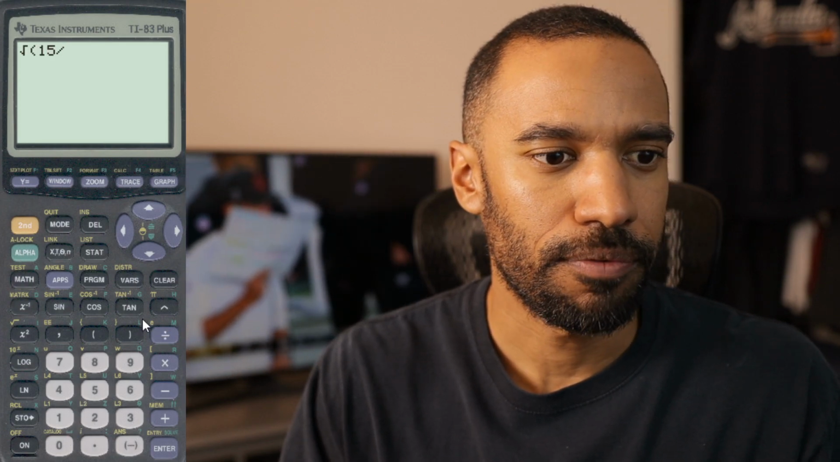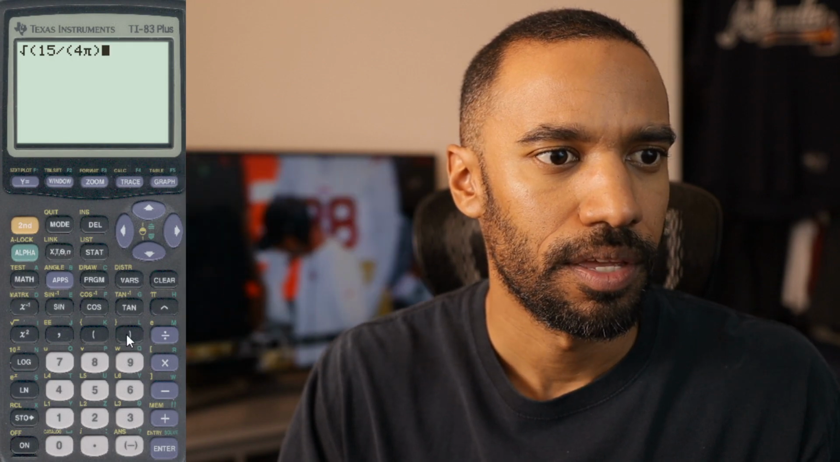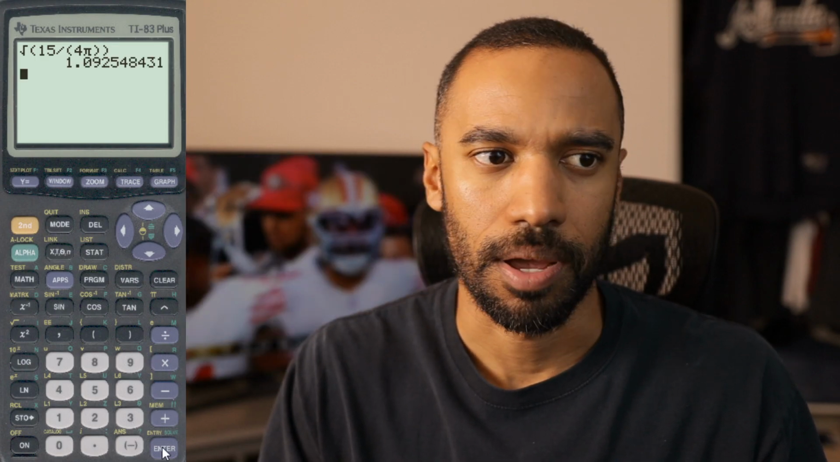So I'm going to do the square root of 15 over... Now be careful with this. I'm going to say 4 pi, but I got to put it in parentheses on my calculator, because otherwise it'll assume pi is in the numerator of my problem. So I'm getting this number.